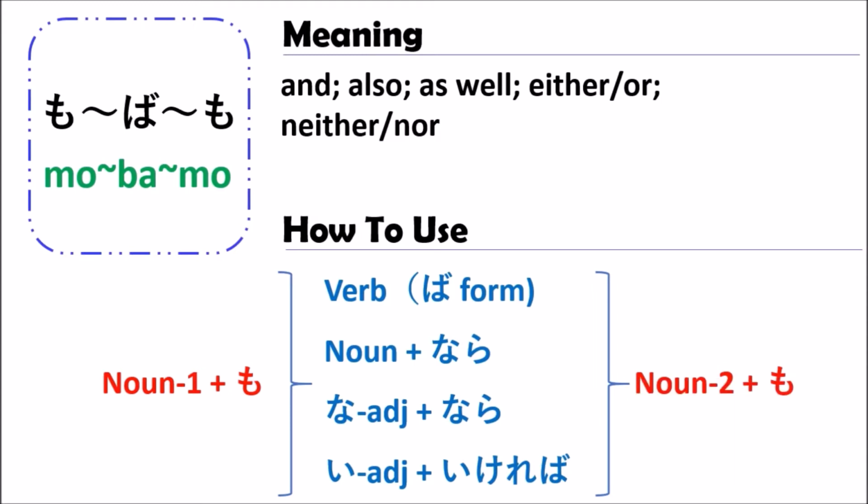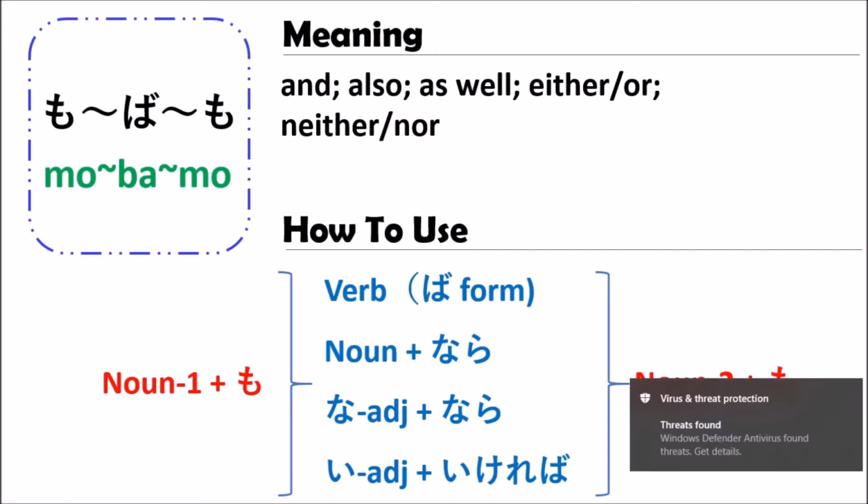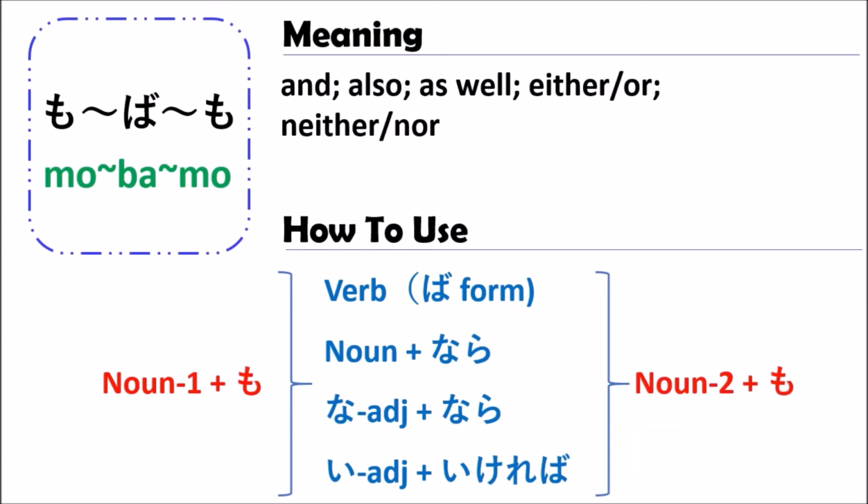And what you have to remember is that you can use the verb, noun, and adjective, including na-adjective. So to understand more about how to use the grammar of も, 何々ば、何々も, next let's go and see some examples.